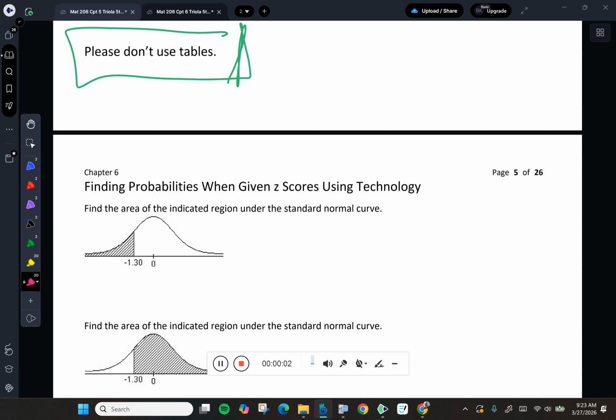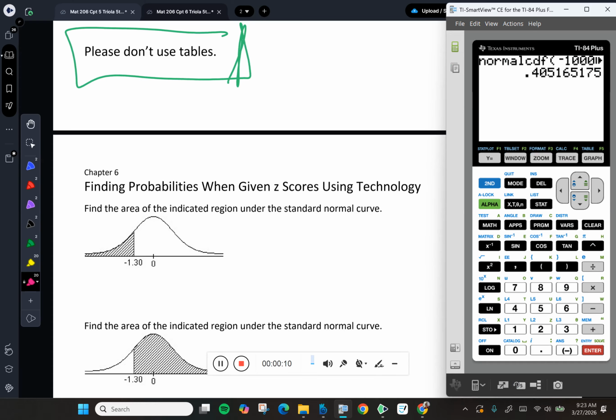Right, so welcome back. This is going to be part 2 of section 6.1. We are looking at calculating probabilities, and we are going to be using technology to do them. All right, so let's go ahead and get started.